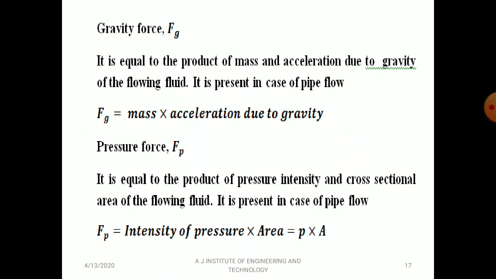Next, pressure force. Again, pressure equal to force by area, because the unit of pressure is Newton per meter square, and Newton is the unit of force. In order to get force, you have to multiply pressure by area. So it is equal to the product of pressure intensity and cross-sectional area of the flowing fluid. It is present in case of pipe flow. So pressure force almost always exists in pipe flow, or flow through a pipe. It is given by intensity of pressure into cross-sectional area, that is P into A. Small letter p for pressure, A is the cross-sectional area.